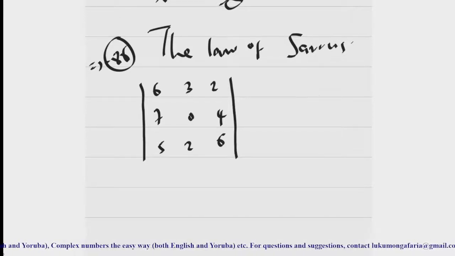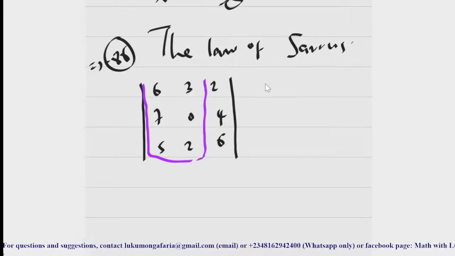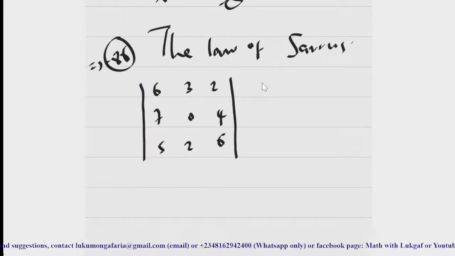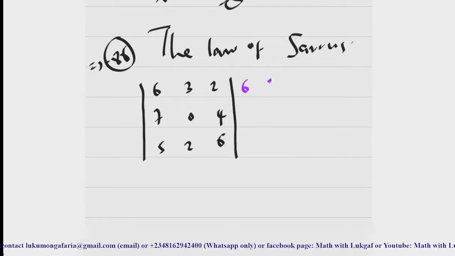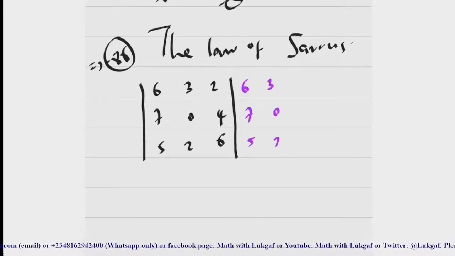So what the law of Sarrus is saying is that if you want to apply it, you have to copy the first two columns. Don't forget, these are the first two columns, right? Then you copy them. So then I'm going to have 6, 3, 7, 0, 5, 2 copied here. I hope you understand now. So immediately you copy it now.